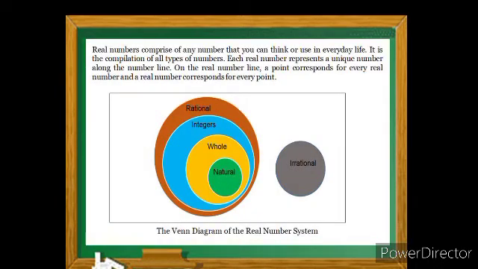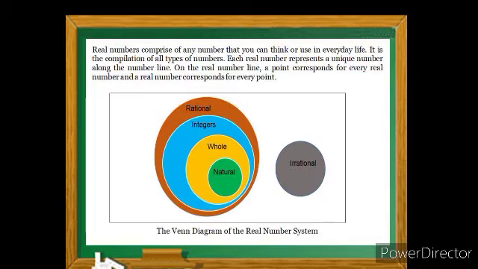Real numbers comprise any number that you can think of or use in everyday life. It is the compilation of all types of numbers. Each real number represents a unique number along the number line. On the real number line, a point corresponds to every real number and a real number corresponds to every point. So let us look at the Venn diagram of the real number system.